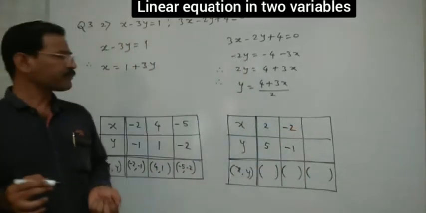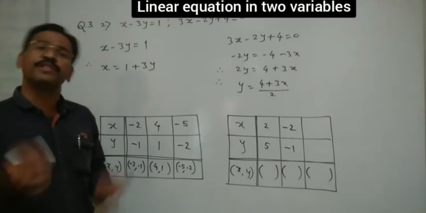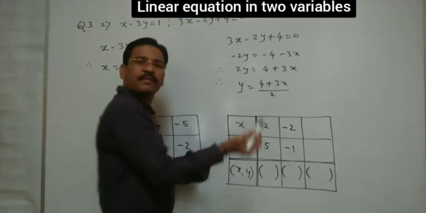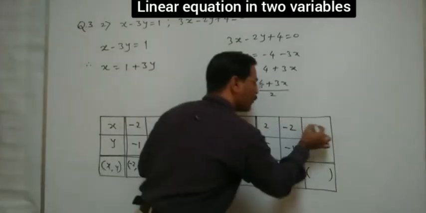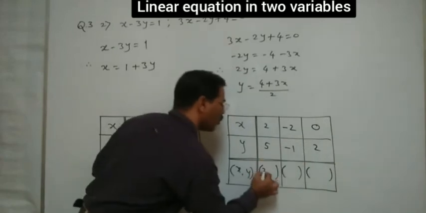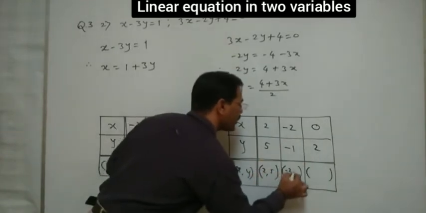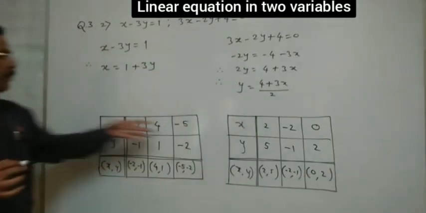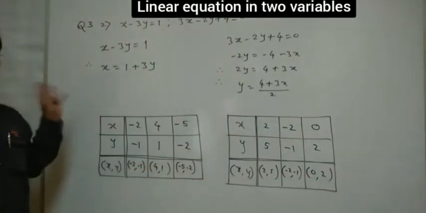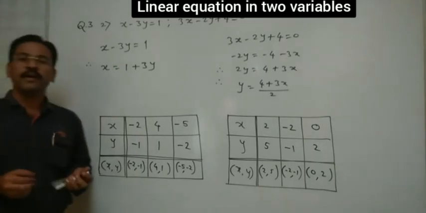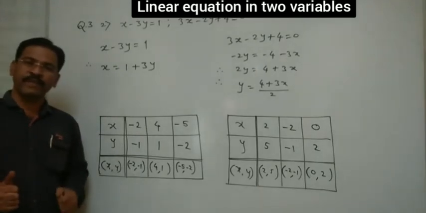Now take the next. Suppose if we put 0. Let's see here. If we put here 0, so 4 upon 2 is what? 2. It is divisible. So here all the values write in coordinate system. Okay friends? Now by using both these tables, we are going to draw the graph. Let's go to the computer screen again. Okay friends?